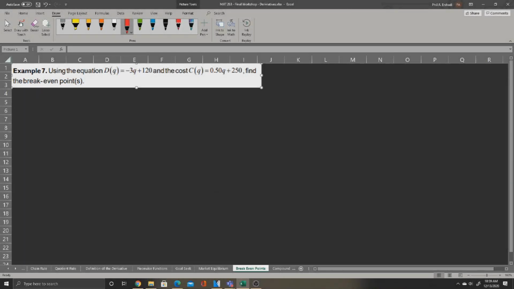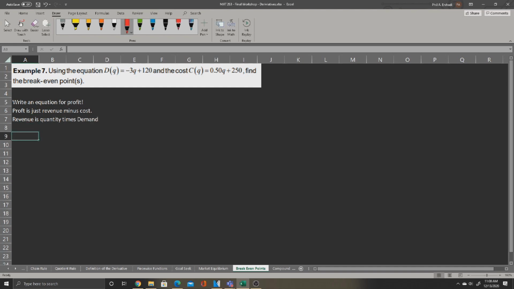All right. Now example 7. Using the equation demand equals negative 3Q plus 120 and the cost 0.50Q plus 250, find the break-even points. Now, what we need to do to find the break-even point, we need to write an equation for profit. Now, profit is just revenue minus cost. But we need to remember that revenue is quantity times demand.